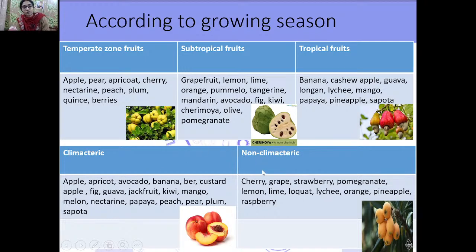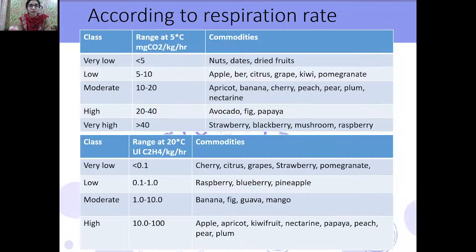Then non-climacteric fruits means, what you have to do is, when they are completely matured, properly ripened, they should be harvested at the proper stage, like your cherries, grapes, strawberries, pomegranate, lemon, lime, lychee, oranges, pineapple. What you have to do is look at the proper maturity, whatever criteria you use to measure the maturity indices, on the basis of that you will harvest them. And the climacteric fruits you can harvest even one step before, because they have a property that they can ripen even after the harvesting. So this question definitely comes on the climacteric and the non-climacteric fruit.